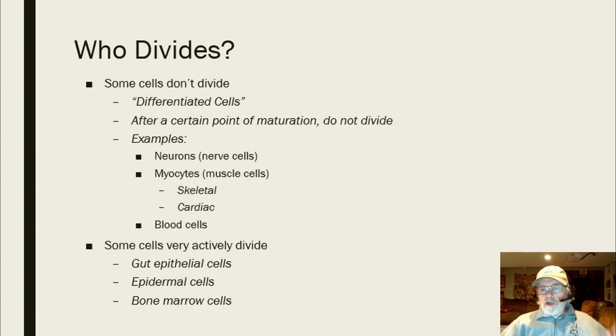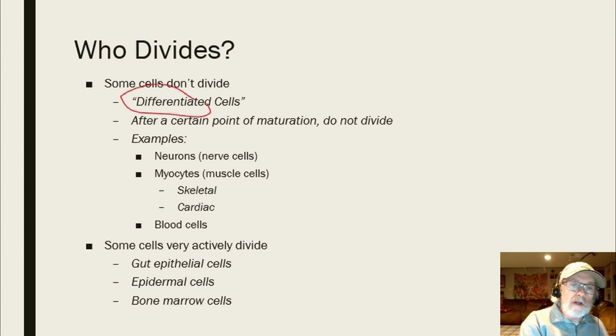They go through a maturation process, and during this maturation process they finally get to a point which is called differentiation. So when you see the word differentiate, that's what that means. When we get to a certain level of differentiation, they stop being able to divide. Okay, so after a certain point of maturation, after a certain point of differentiation, they don't divide anymore.